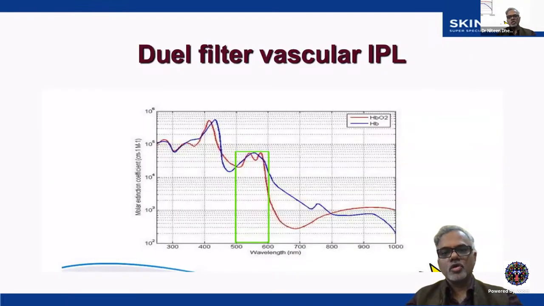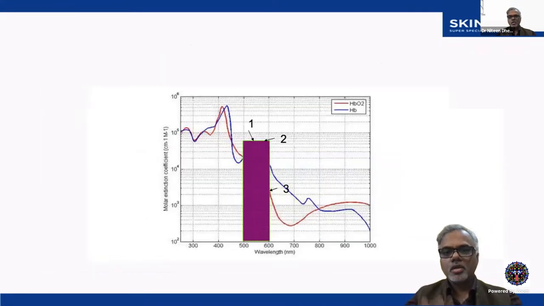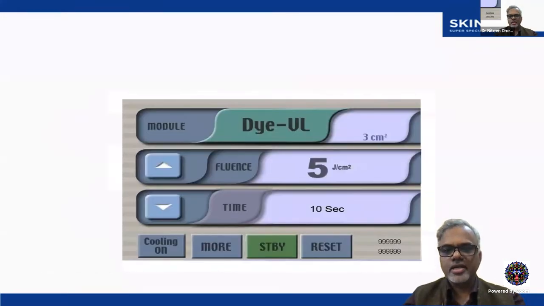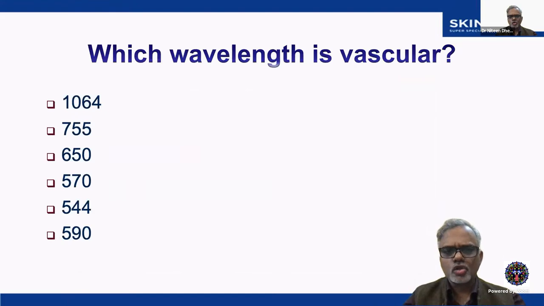So see the melanin absorption and hemoglobin absorption. This hemoglobin absorption, you see it at 545, 585, 590. So if you cover this, you are covering the absorption of the hemoglobin. So this light is mainly absorbed in hemoglobin, and so you can use it at a very low dose.